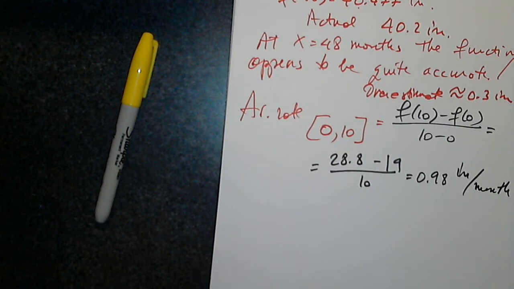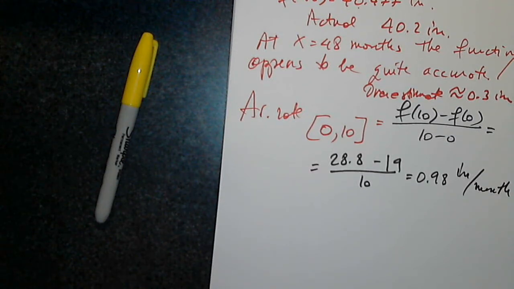Can anyone interpret this? Girls between the ages of 0 months and 10 months, on average, grow roughly 1 inch per month. Okay.